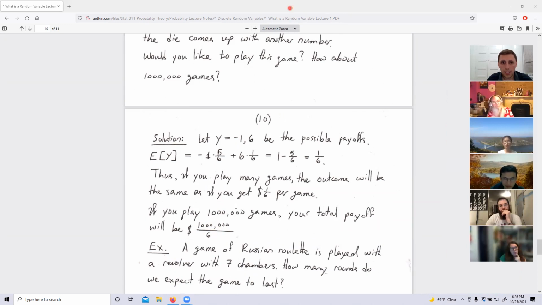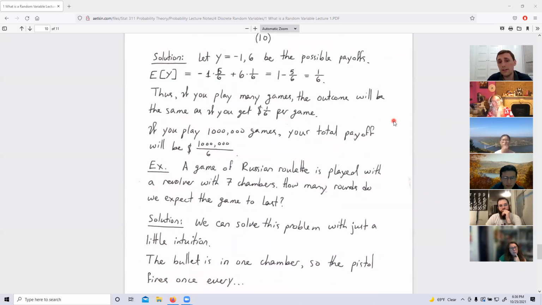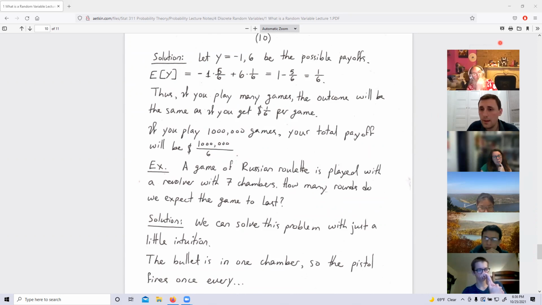Okay. Now, next question is, we are going to again look at Russian roulette. It's played with a 7 chamber revolver, and 1 bullet is in one of the chambers. On average, how long will the game be lasting? What do you think? You can solve this question. You can, even without doing calculations, you might be able to figure it out. On average, how long will the game continue?